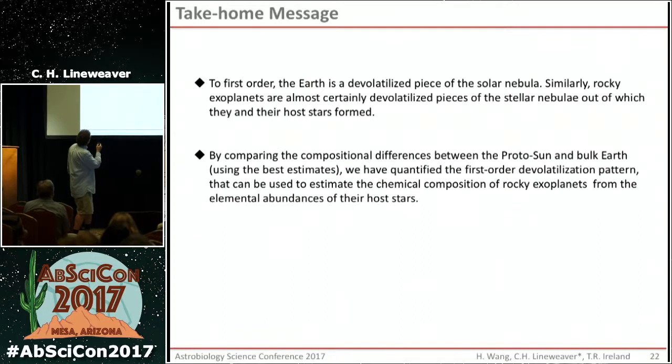And then the last slide is, to first order, the Earth is a devolatilized piece of the solar nebula. Similarly, rocky exoplanets are almost certainly a devolatilized piece of the stellar nebula out of which they and their host stars form. By comparing the compositional differences between Proto-Sun and Earth, we have quantified the first-order devolatilization pattern that can be used to estimate the chemical composition of rocky exoplanets around other stars, because we have those other stars' elemental abundances by doing spectra. Thank you.